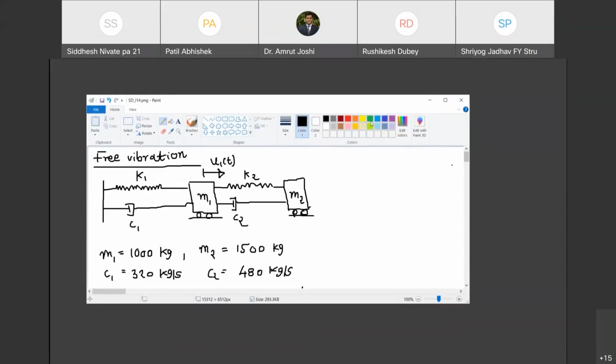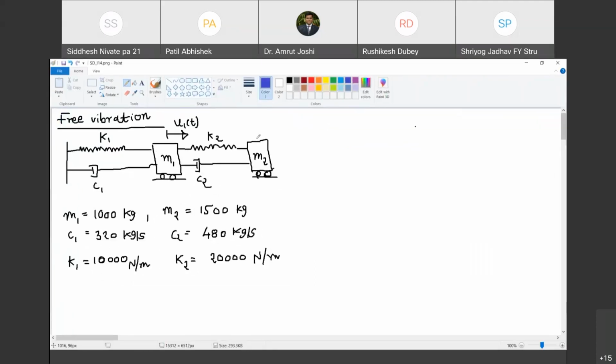And the second degree of freedom is U2 of T. It is the displacement of the second mass from its mean position at a given instant of time T. What is the sign convention? We assume that this x direction is positive.